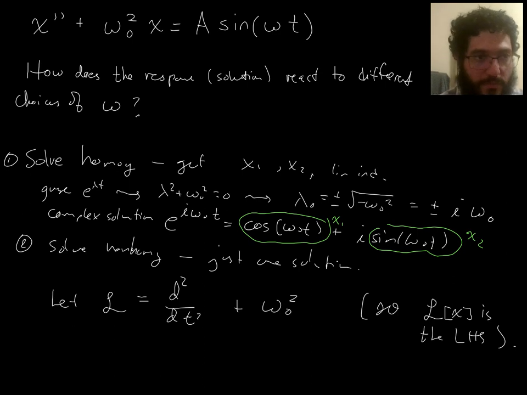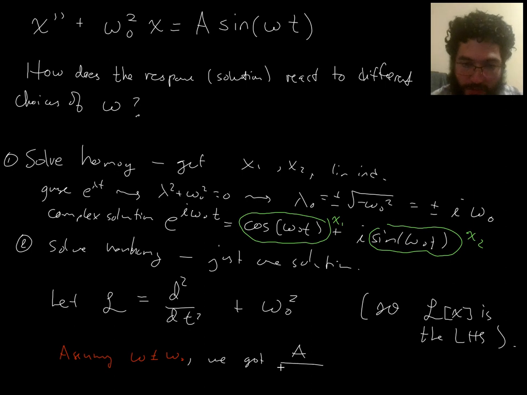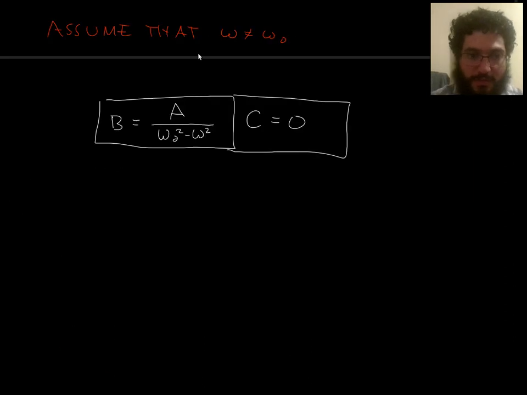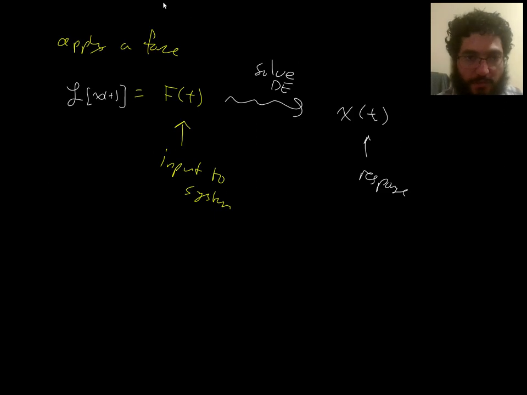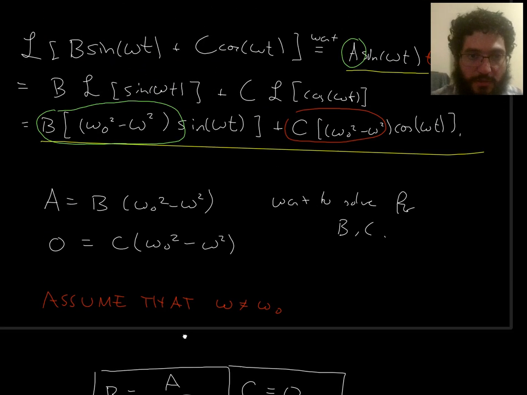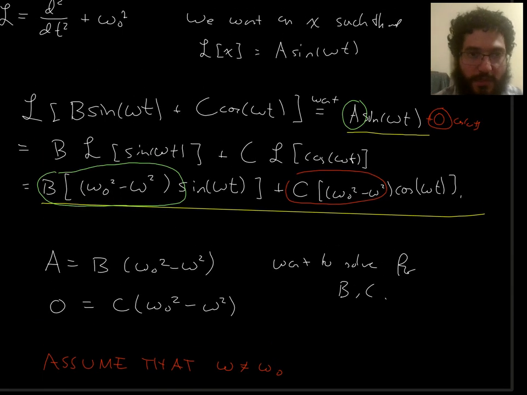So after the assumption, assuming omega is different from omega naught, we got a particular solution, which is A over, what was it? A over omega naught squared minus omega squared times, which one was it? Sorry. Times sine omega t.